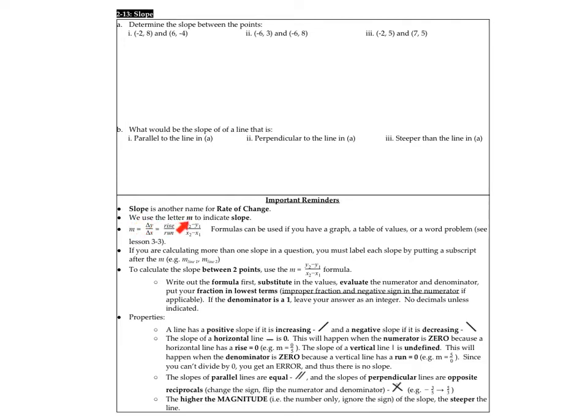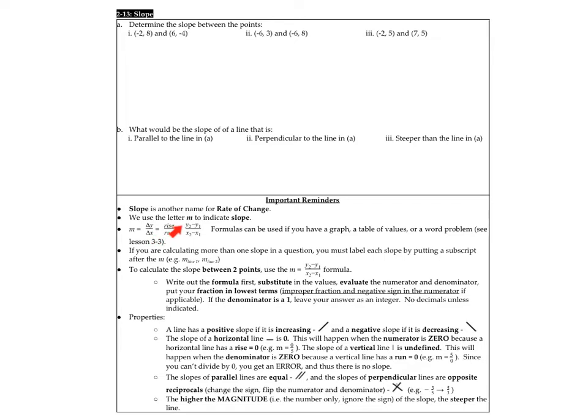The letter M is used to indicate the slope. The formulas are all the same for slope. It's the change in the y values divided by the change in the x values. The y's are the dependent and the x's are the independent. It's also the rise over the run if you're making a rate triangle.